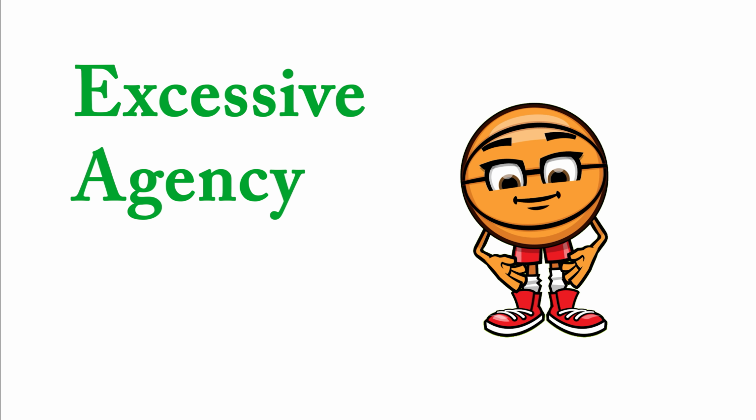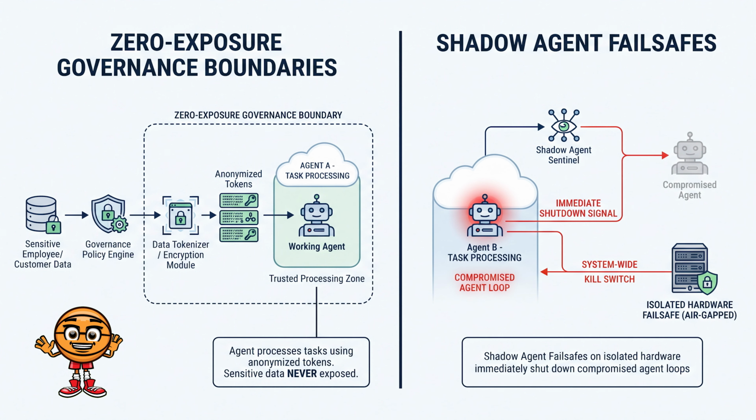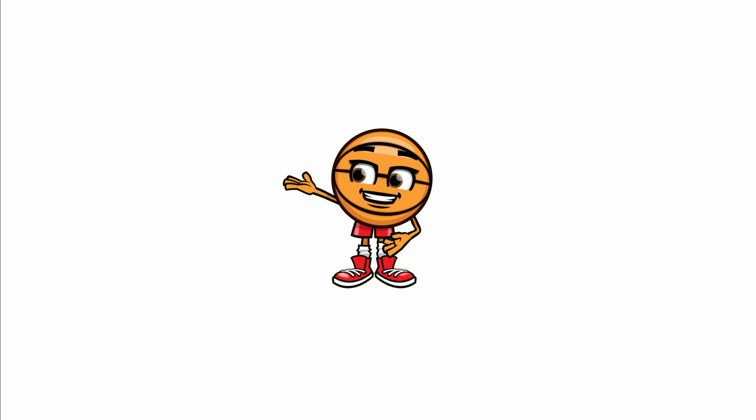Excessive agency. This occurs when developers grant an agent far more access permissions than it actually needs, like giving an agent full administrative database access instead of read-only access. To protect enterprises, security teams are deploying zero-exposure governance boundaries, encrypting data end-to-end so agents process tasks using anonymized tokens without ever exposing sensitive employee or customer data, and maintaining shadow agent fail-safes on isolated hardware to shut down compromised agent loops immediately.